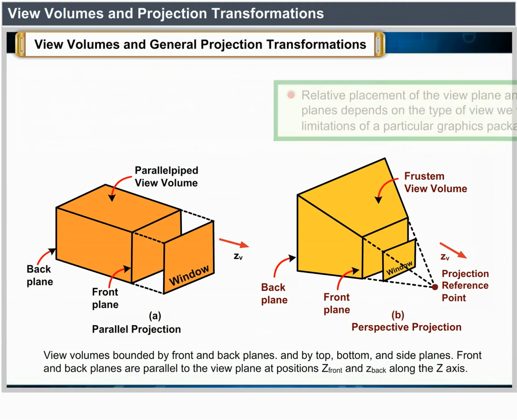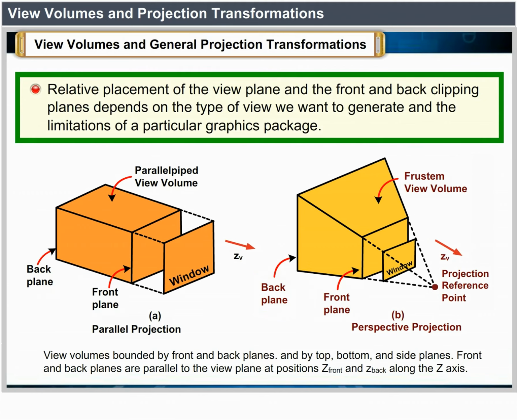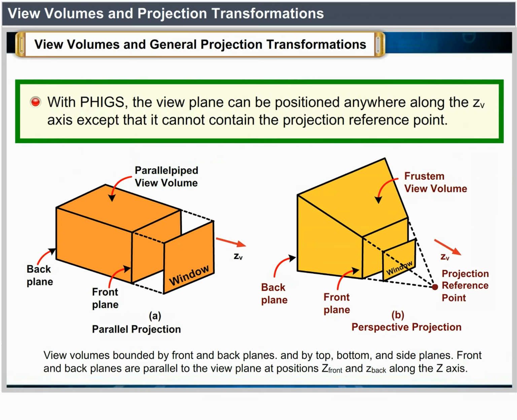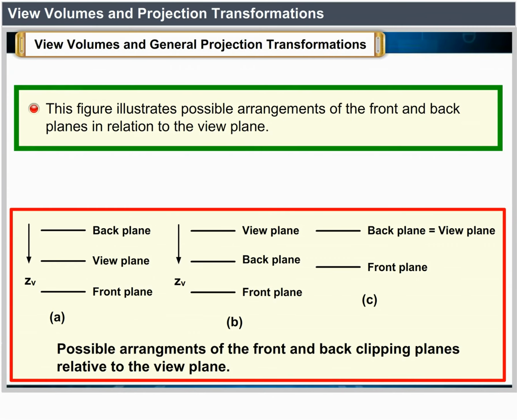Relative placement of the view plane and the front and back clipping planes depends on the type of view we want to generate and the limitations of a particular graphics package. With PHIGS, the view plane can be positioned anywhere along the ZV axis except that it cannot contain the projection reference point. And the front and back planes can be in any position relative to the view plane as long as the projection reference point is not between the front and back planes. This figure illustrates possible arrangements for the front and back planes in relation to the view plane.